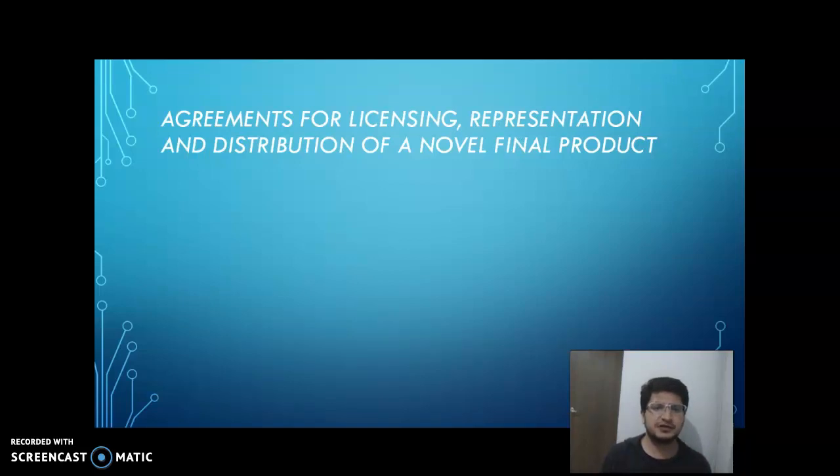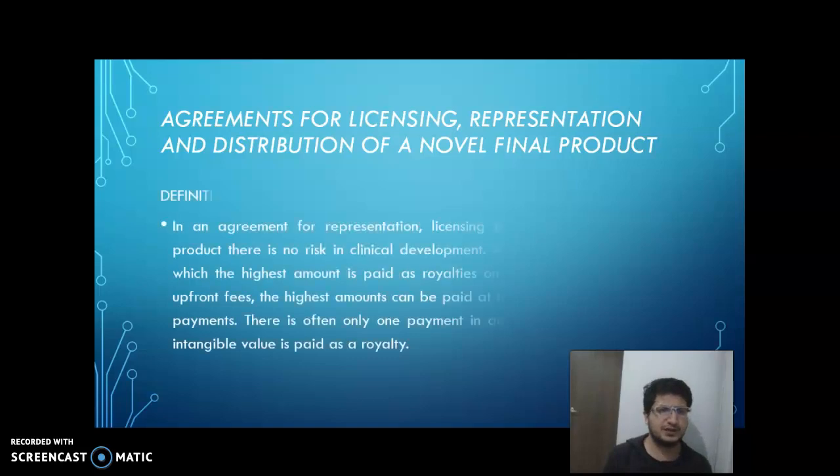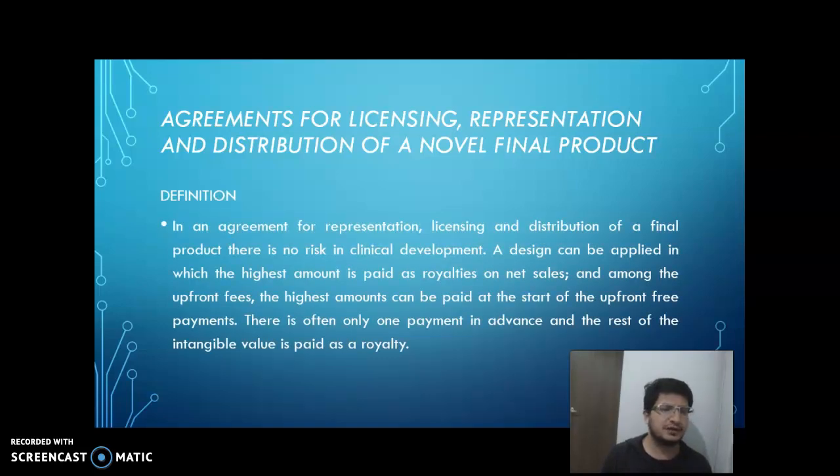The model selected by my group is agreements for licensing, representation, and distribution of novel final products. Definition. In an agreement for representation, licensing, and distribution of a final product, there are no rights on clinical development.